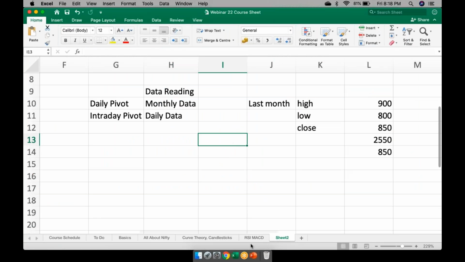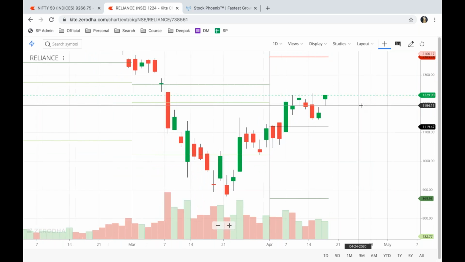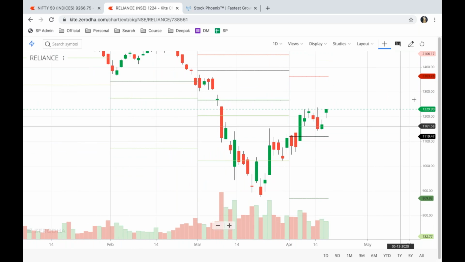Actually, the data calculation is not required. Coming back, pivot will act as a support, and pivot will act as a resistance. Just now I told you something will act as a support, something will act as a resistance. So can someone tell what that is?